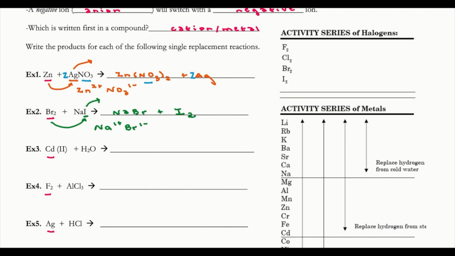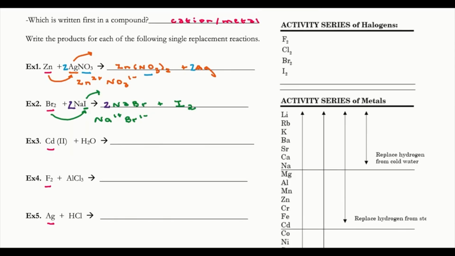And the last thing that I need to do is I need to balance. So I've got 2 bromines on my reactant side, 1 bromine on my product side, so this needs to be a 2 in front of NaBr. Now I've got 2 sodiums on my product side. I'm going to put a 2 in front of NaI. And then that gives me 2 iodines on my reactant side and 2 iodines on my product side. So I am balanced. Let's look at number 3.